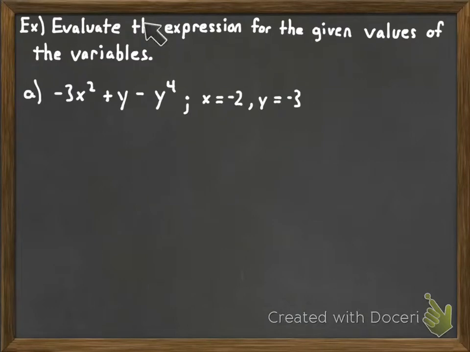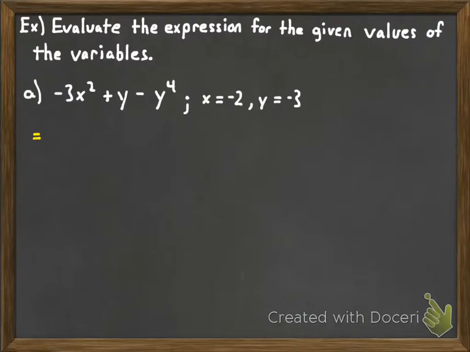I'm telling you to evaluate the expression for the given values of the variables. Every time you're told to evaluate, you're also going to be told what the values of the variables in that expression are. Here I've told you that x is negative 2 and y is negative 3. So, since I don't have room to the right of this, I'm going to go ahead and put my first equal sign below that expression. And I'm going to substitute these two values into the expression.